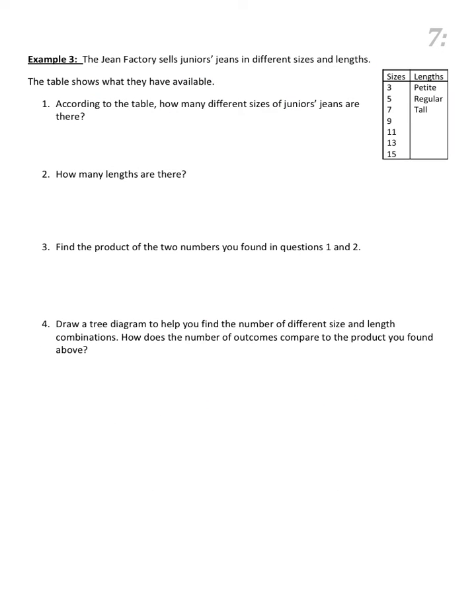Alright, example 3. According to the table, how many different sizes of junior jeans are there? There's 3, 5, so that's 2, 3, 4, 5, 6, 7. So 7 different sizes. Then there are 3 different lengths. So we're going to multiply 7 times 3, and we get 21. Number 4 says draw a tree diagram to help you find the number of different size and length combinations. So pause your screen for a second and go ahead and try that, and then check yourself with me.